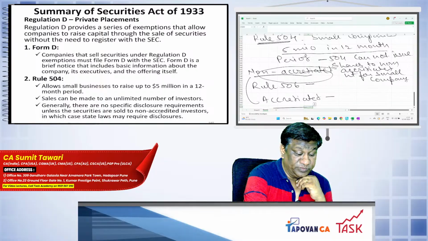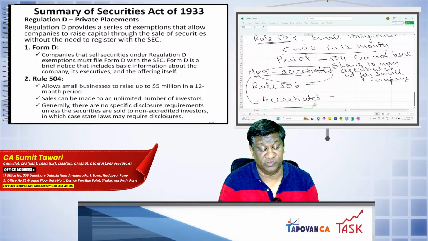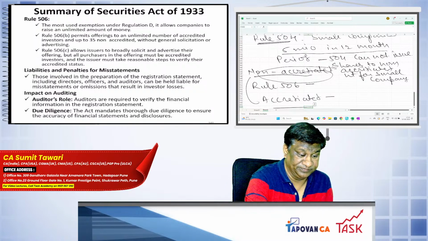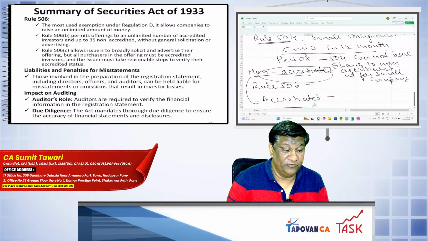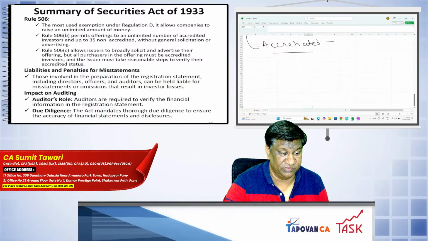Generally, there are no specific disclosure requirements unless the securities are sold to non-accredited investors. If you are selling the securities to non-accredited investors, then you need to give the disclosures. Okay. Now, 506(b) and 506(c), that you need to keep in mind.